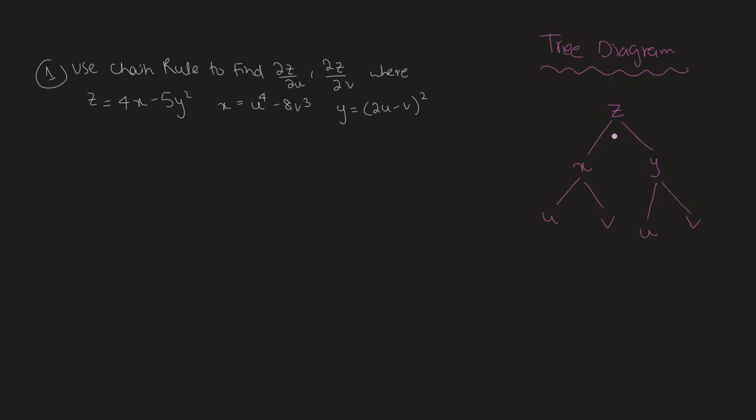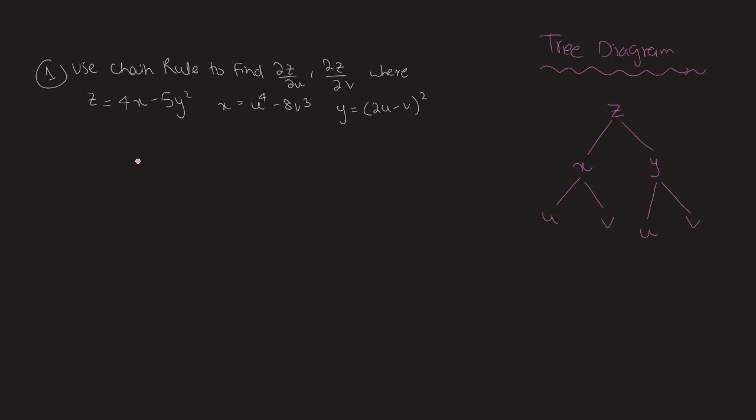So let me explain again. Since we are finding derivative of z with respect to u, first you write z, and then you see z is the function of what variables? It's a function of x and y. Then you make a branch from the z, and then you write x and y, and then you check for x. X is a function of u and v, so you write u and v, and then y is a function of u and v, so for y you write u and v. So I hope that's clear. If it's not, let me know in the comments and I will try to explain.